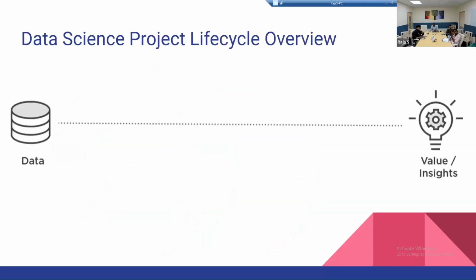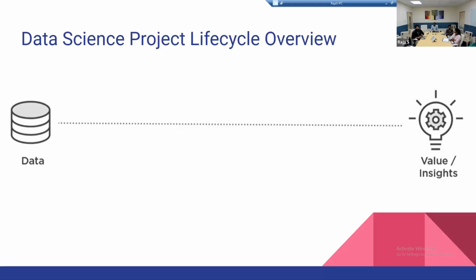Next topic, data science project lifecycle overview. Okay, so we get the data as raw data. Here you can see, at the beginning there is data. This is raw data, and from this raw data we create meaningful insight, that is the end result. So in between, what are the stages of this data science project? We are going to see that.